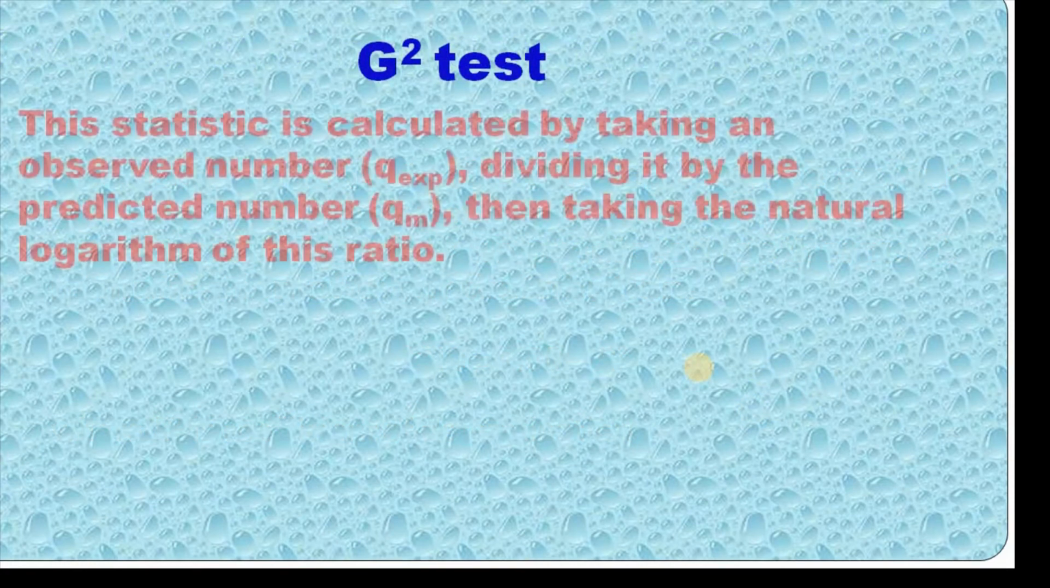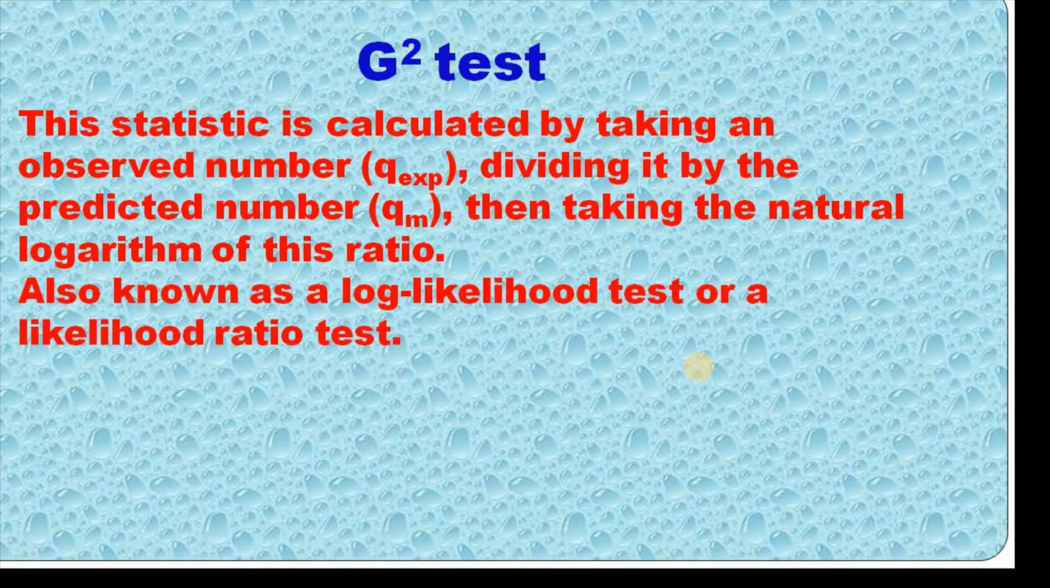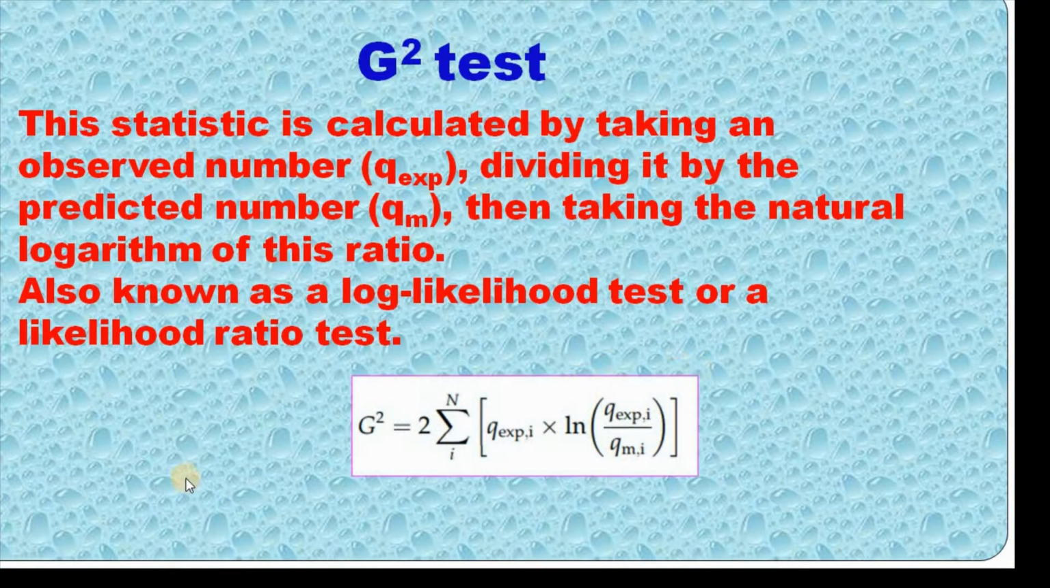Then comes Z square test. This test is calculated by taking an observed number divided by the predicted number, then taking the natural log of this ratio. And it is also known as a log likelihood test or a likelihood ratio test, and the equation is given by Z square equal to this.